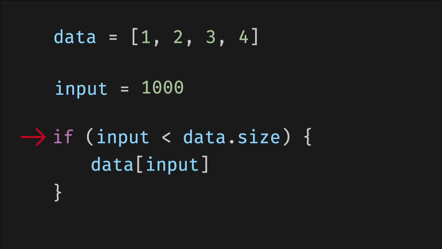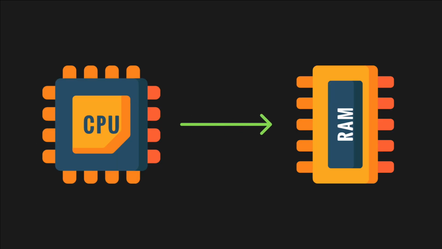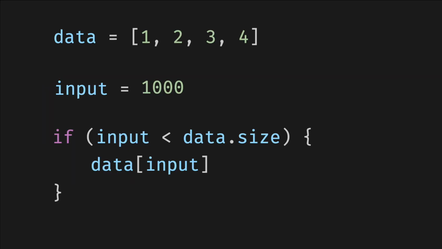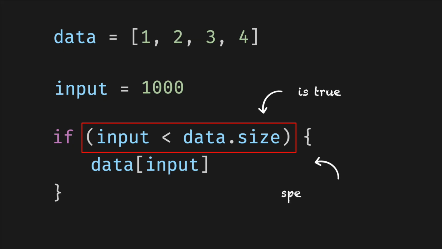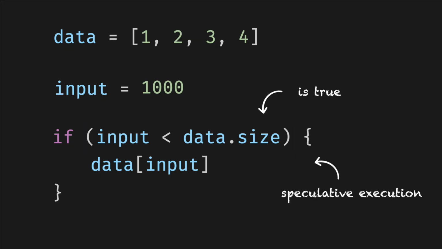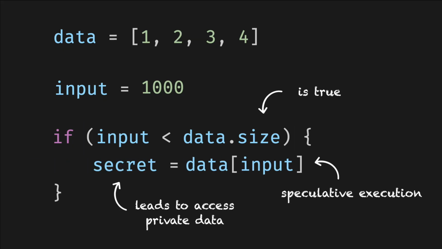While executing this line of code, the CPU doesn't have the value of data.size, so it needs to ask the memory for it. This process takes a bit of time, so in order to speed up performance, modern CPUs will do speculative execution. Under some circumstances, the CPU will assume that this condition will be true at the moment and then speculatively executes data[input]. This leads to access to private data.